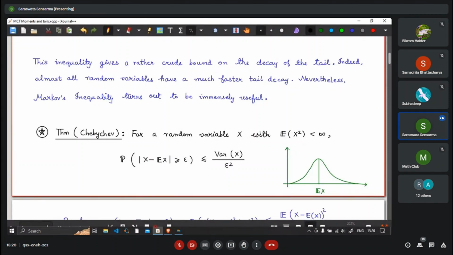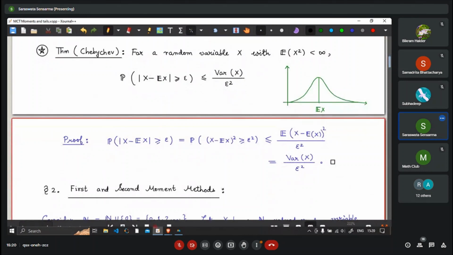That is quantified by Chebyshev's inequality. It just says that X cannot be too far from the expectation with large probability. The probability that it will be more than epsilon away is bounded by the variance divided by epsilon squared. The proof is again, you take this, so this is the same as this.